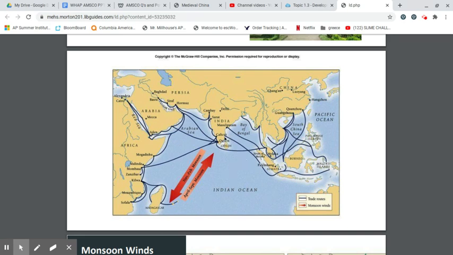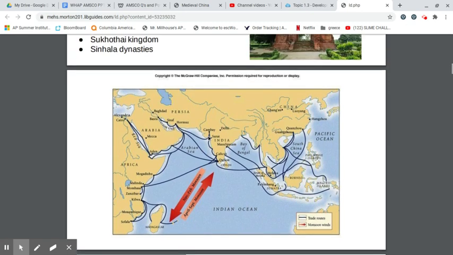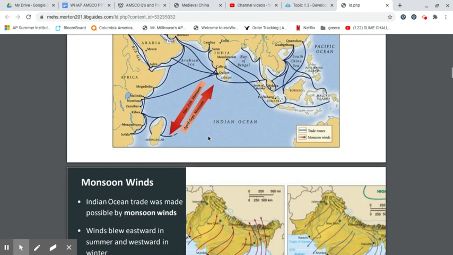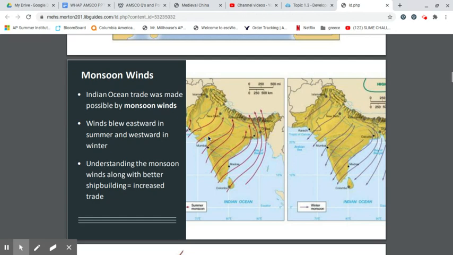It has cotton. Cotton is a big export, pearls, spices. Here's the Spice Islands. This is Southeast Asia. South Asia, Southeast Asia. Okay, East Asia, China. So kind of try to keep those in your mind. And we'll do map activities in class to kind of help drive those home.